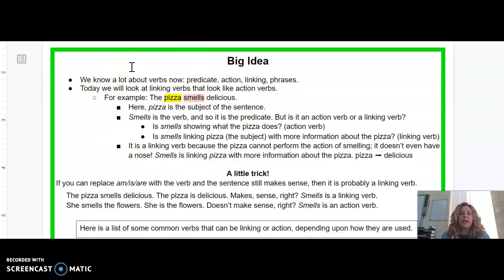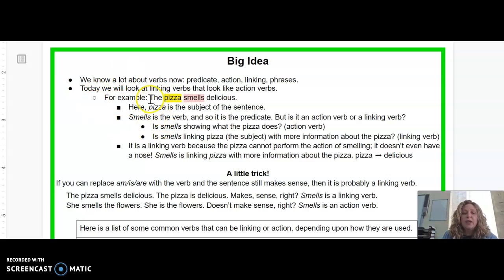So we already know a lot about verbs. We learned that they are the predicate of a sentence. We learned about action verbs. We learned about linking verbs. We have learned about verb phrases, right? So now we're going to move into some more linking verbs, but these linking verbs are tricky because they look like action verbs.